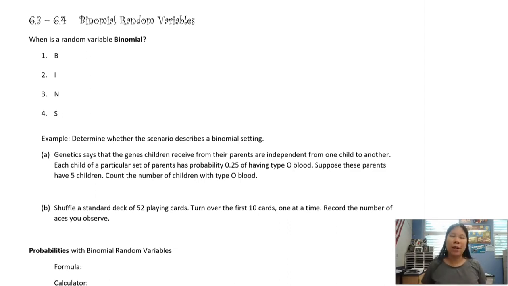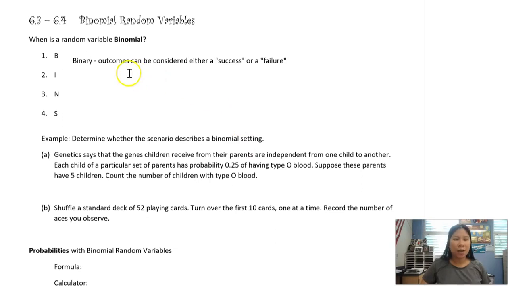So when is a random variable binomial? Here are the rules. I made it stand for BINS so that it's easy to remember the 4 rules. The first rule is that the B stands for binary, meaning there are only 2 options. Outcomes can be either considered a success or a failure. So you either did it or you didn't. There's no in-between, like a maybe option. So you only have 2 options, success or failure.